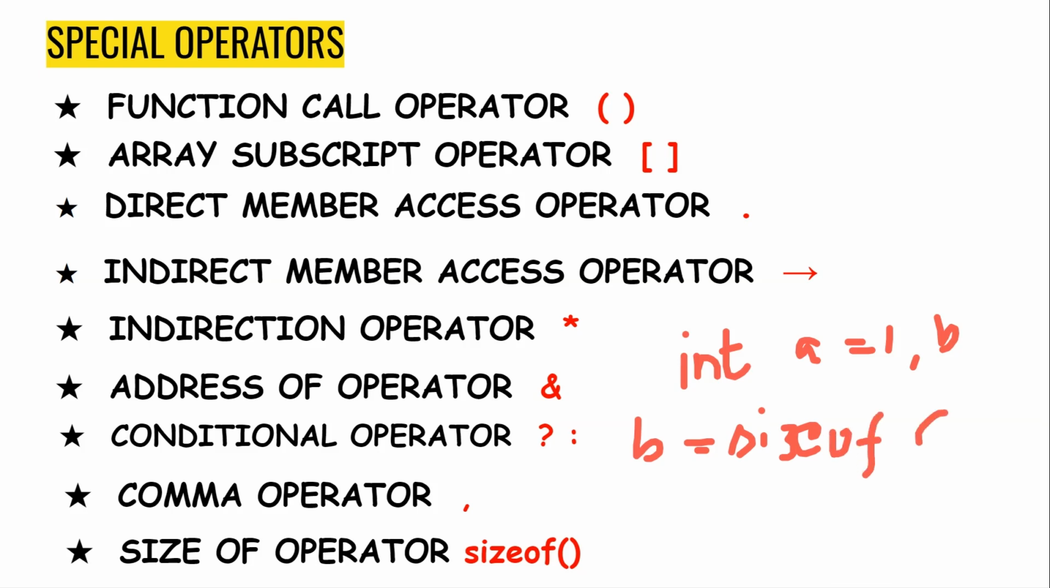The address of operator is used to find the address of a data object. When we are applying it in the program, it is given to the left side of the operand. The operator will appear to the left of its operand.